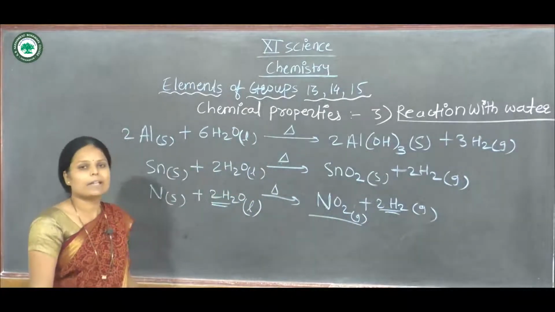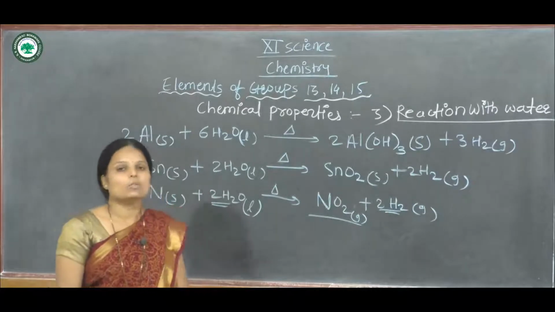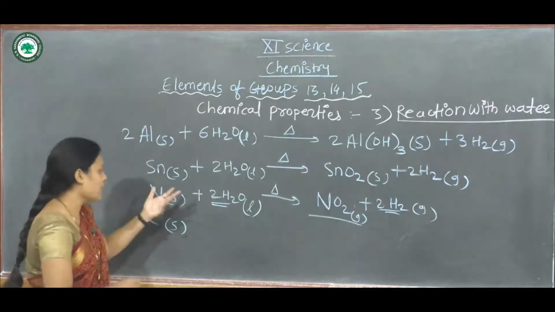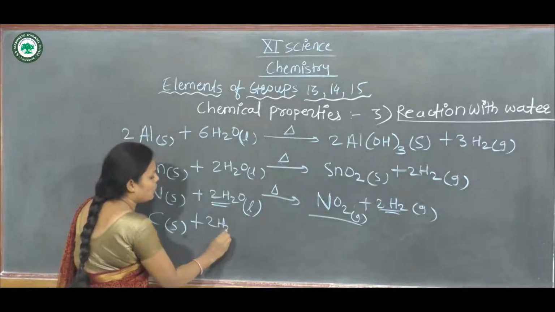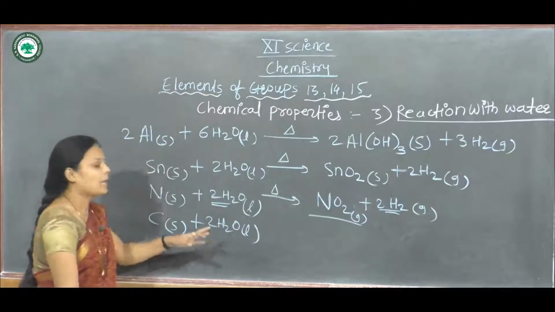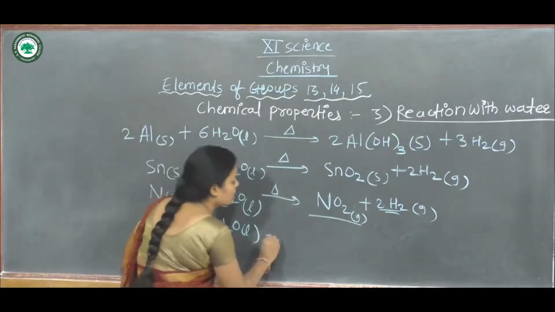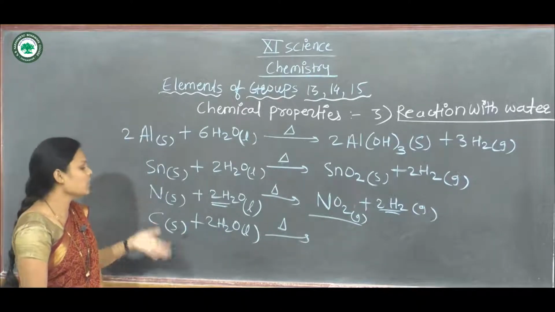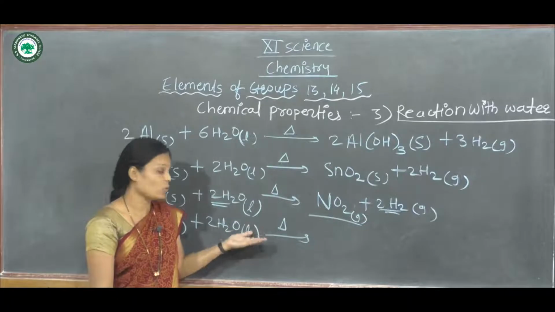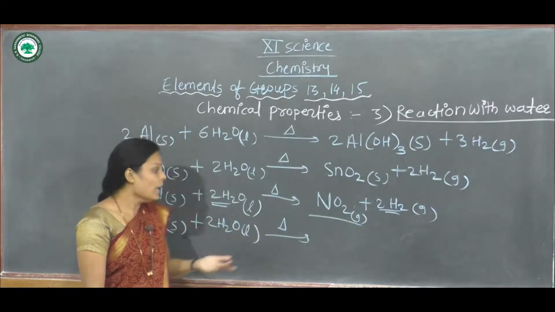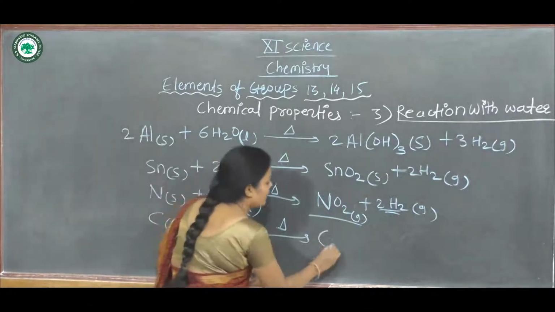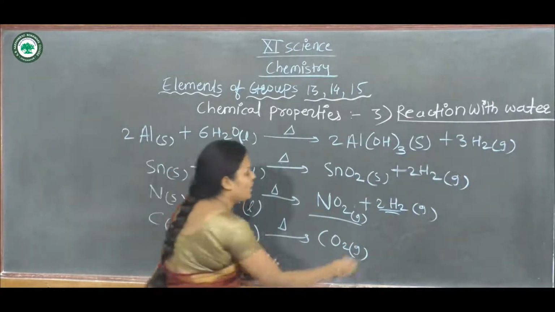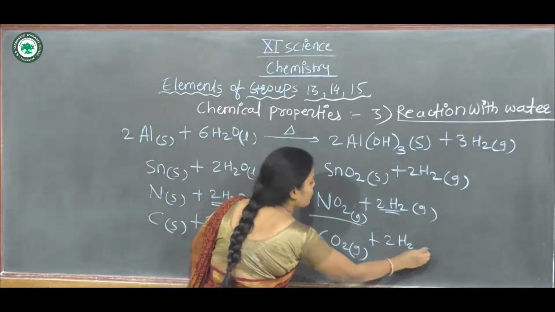Now we can take another example like carbon. Here is carbon solid. Carbon solid reacts with 2 H2O molecules in liquid form, with heat applied in this reaction, and forms carbon dioxide. Here carbon dioxide is formed and the hydrogen remains as 2 H2 gas.